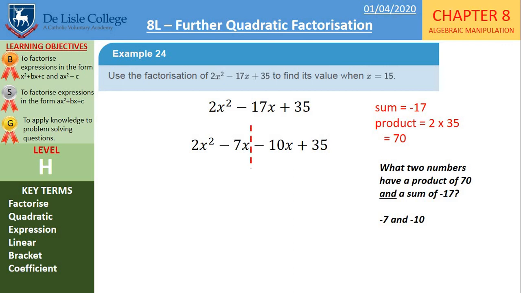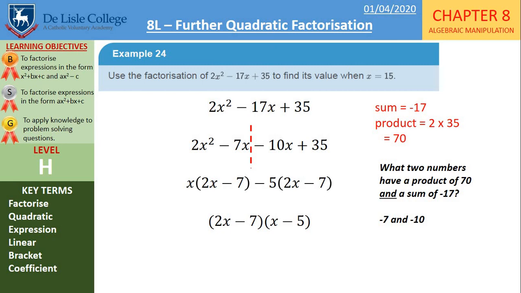Factorise each half. So that first half, the only common term is x. And the right hand side, don't just factorise out the 5. Remember, we want the brackets to be the same. So factorise out the negative 5. And then we get our two brackets, 2x take away 7 and x take away 5.